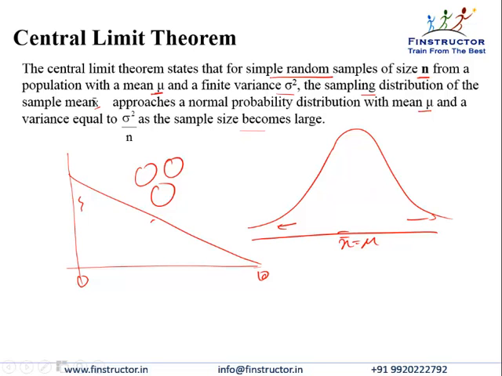But even if the original distribution is not normal and we are taking large enough samples, large here implies sample size should be greater than 30, then the sampling distribution follows a normal probability distribution with the same mean as that of the population, or with the same expected mean as that of the population, and a standard deviation equal to sigma by root n, or variance equal to sigma square by n.